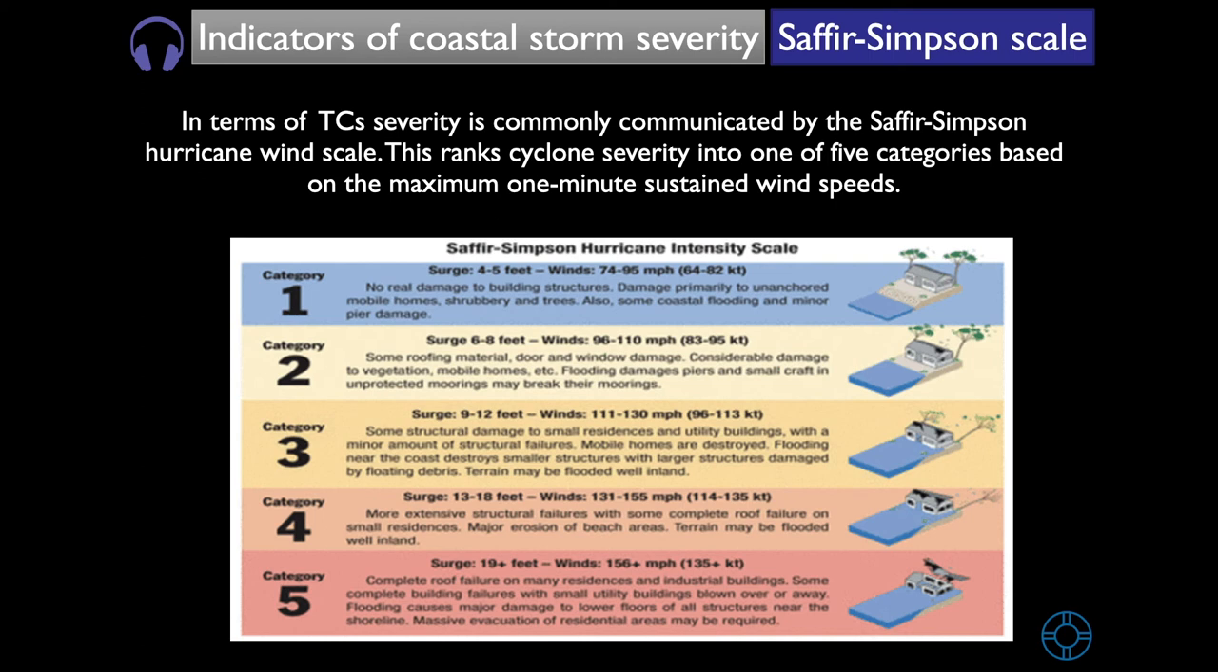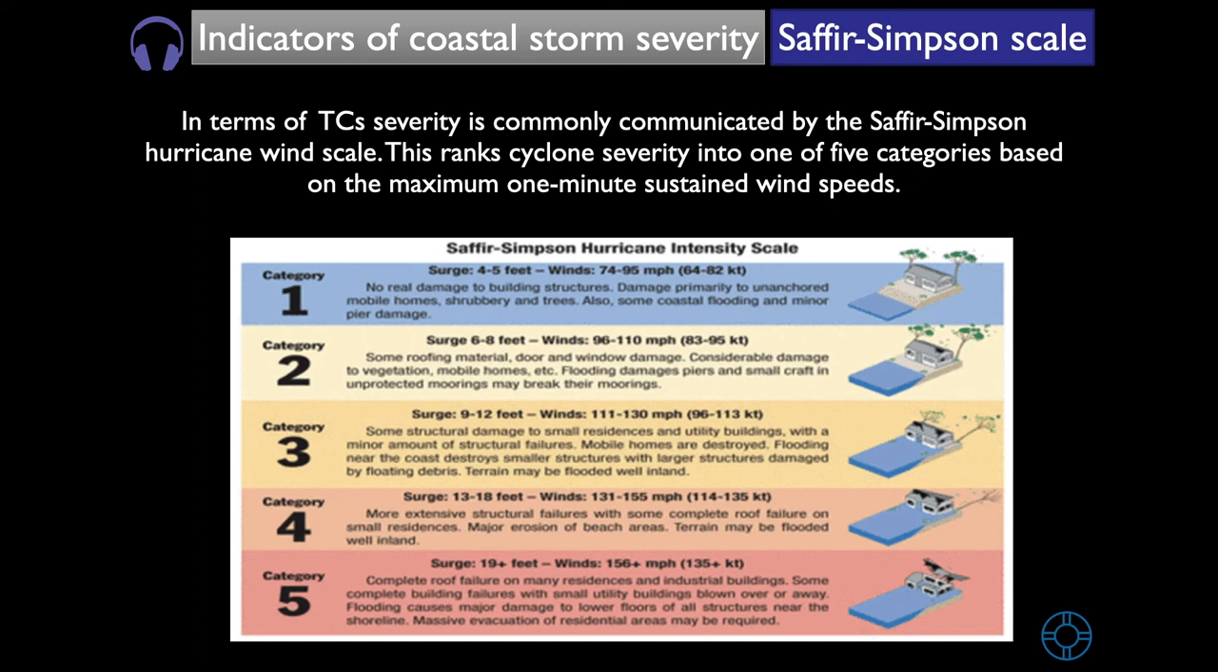At the other end, in category 5 the surge is greater than 19 feet, winds are greater than 165 miles per hour or 135 knots. There is complete roof failure on many residential and industrial buildings, some complete building failures with small utility buildings blown over or away. Flooding causes major damage to lower floors of all structures near the shoreline. Massive evacuation of residential areas may be required.